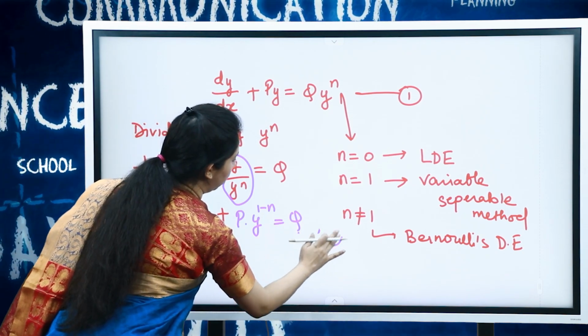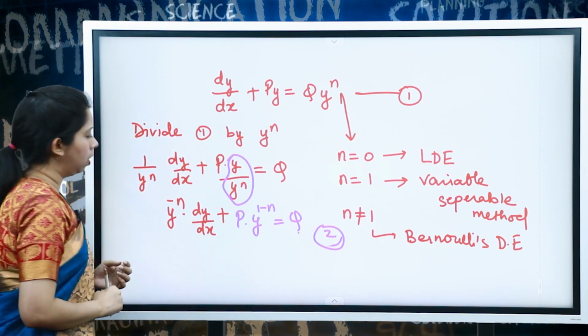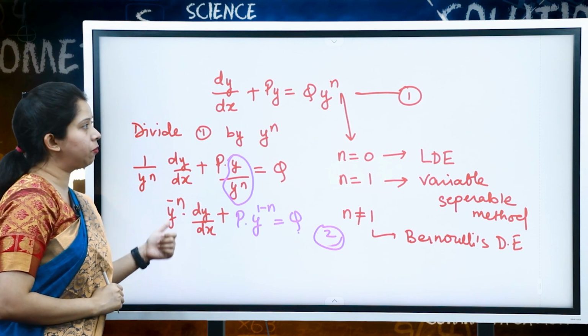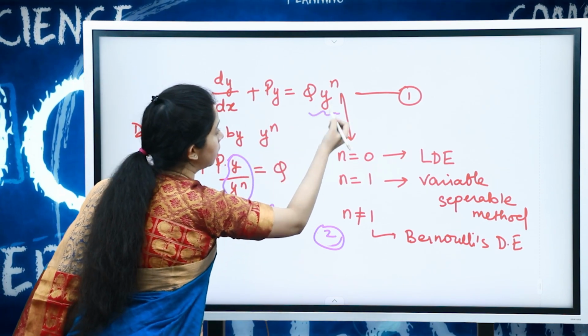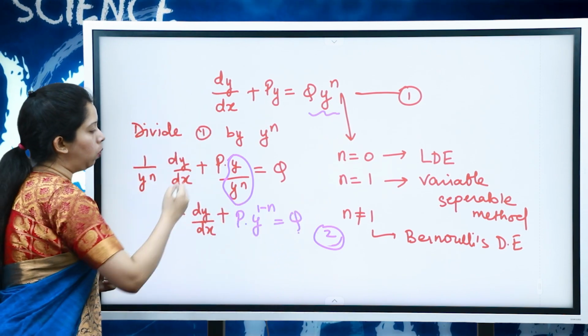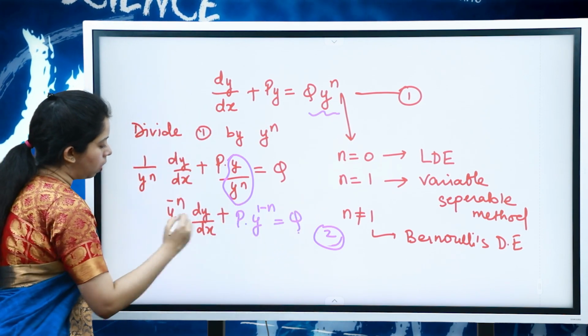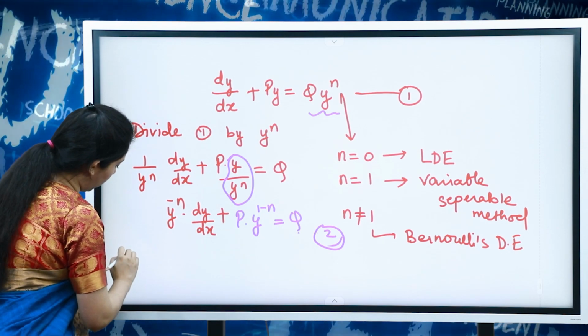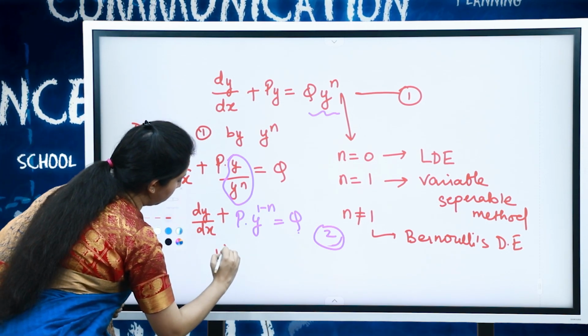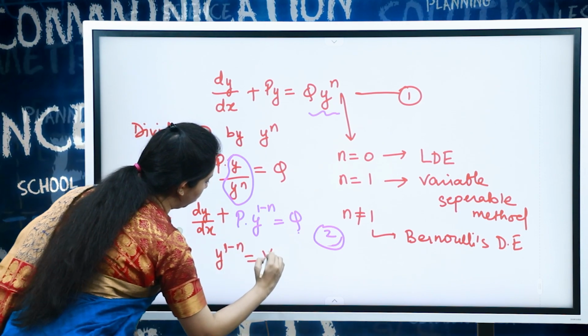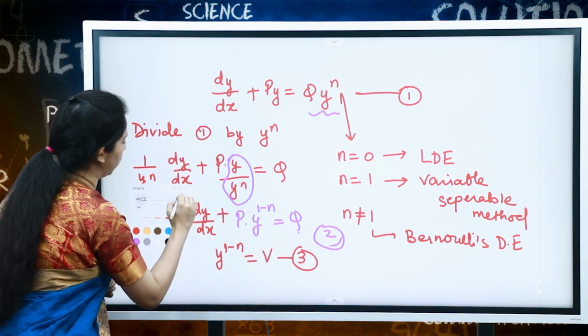equation number 2. Now, this was the first step, that we have to eliminate the term consisting of y that is appearing in the right hand side. So, we divide the whole equation by y^n. Now, step number 2 is we use the substitution method. We substitute y^(1-n) = v and mark this as equation number 3.